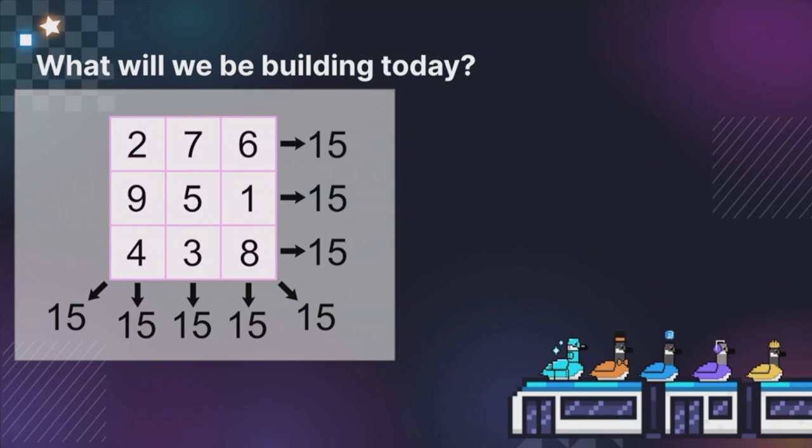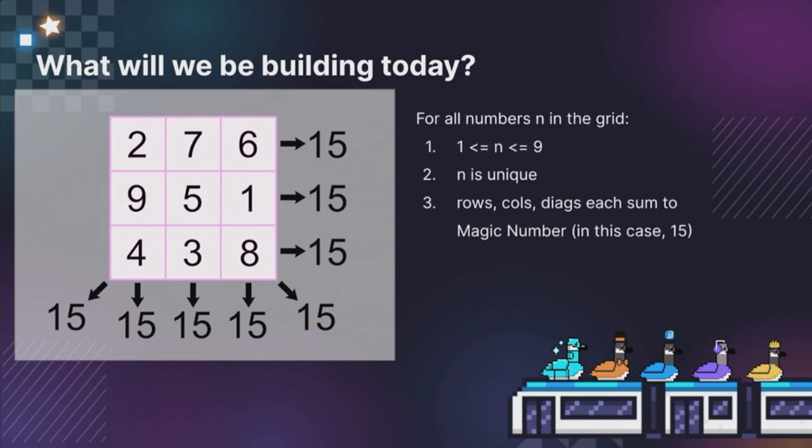So we can't have 10 or some other random number. For this instance, where we're interested in 15, they're distinct. They have the same sum, the magic number, and they also are between 1 and 9 in this case, for this particular instance of the problem. Great. Okay, so we're going to build that, and here are the properties again, just listed for your convenience.